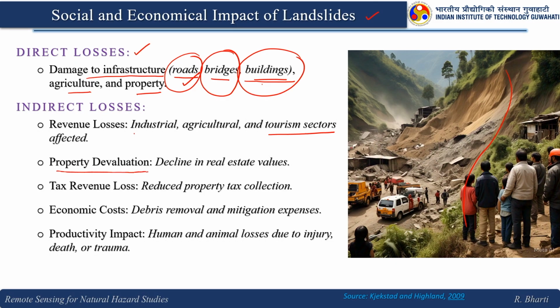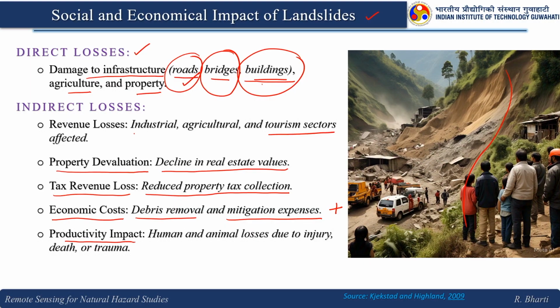Then property devaluation, so decline in the real estate values, tax revenue losses, reduced property tax collection, then economic cost, debris removal and mitigation expenses, that will be the additional cost to the government, right. Then productivity impact, human and animal losses due to injury, death and trauma. Because of that there will be direct and indirect impacts of landslide on our life, right.